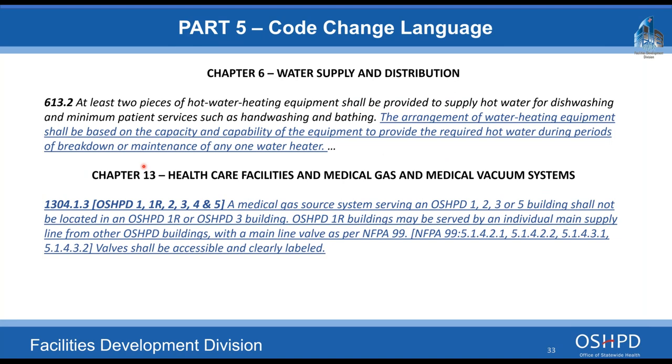Yeah, 613.2. I was repeatedly surprised how hard this is to understand. It was confusing beforehand, so we made it very concise. We're looking for redundancy in the hot water equipment arrangement. So we say here, the arrangement of water heating equipment shall be based on the capacity and capability of the equipment to provide the required hot water during periods of breakdown or maintenance of any one water heater.